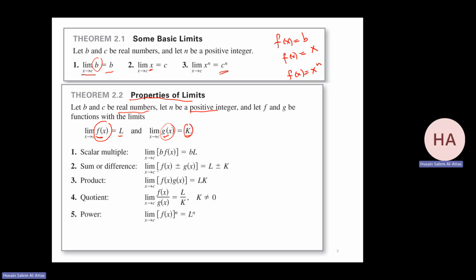What will happen to the sum? Just the sum of the limits. The difference of the limits. A constant times the function: take the constant outside, and you have the constant times the limit of f of x as x goes to c. Product, same thing. Quotient, same thing, but you need to be careful that the denominator is not equal to 0. Function to the power n, you can take the limit inside, so that will be L to the power n.